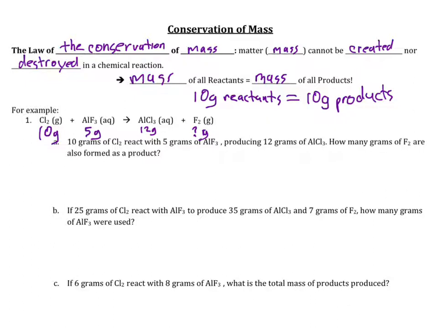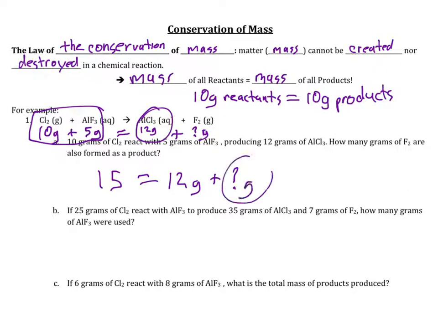Well, again, whatever this is has to equal this. I think a lot of you will see the answer is 3. We're starting with a total of 15 grams. And so if we start with 15 grams, we have to end with 15 grams. Well, this here is 12 grams. So what must this be? That must be 3. And so the answer here is 3 grams of fluorine gas.